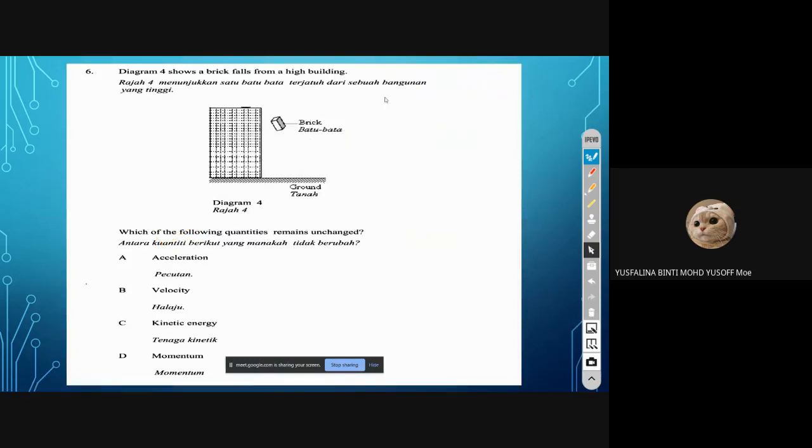Diagram 4 shows a brick falling from a high building. Which of the following quantities remains unchanged? A acceleration, B velocity, C kinetic energy, D momentum. When a brick falls from a high building, it falls under gravitational acceleration, which is always constant. So A is 10, and the answer is A. Alright, we move to the next question.